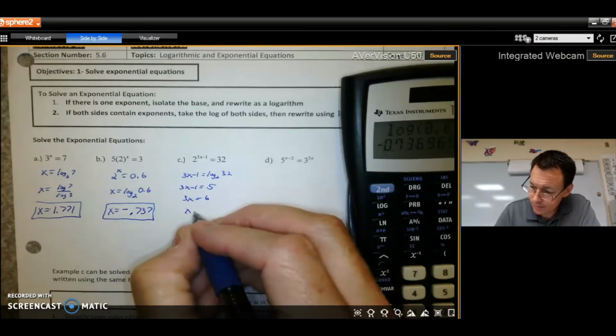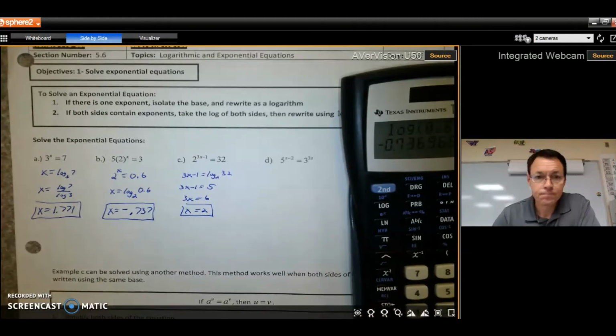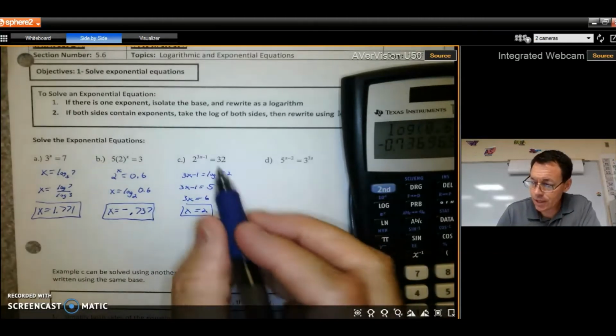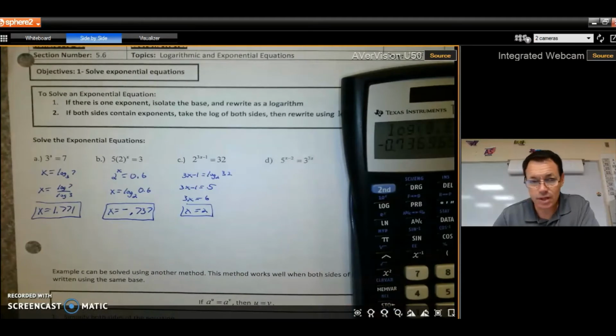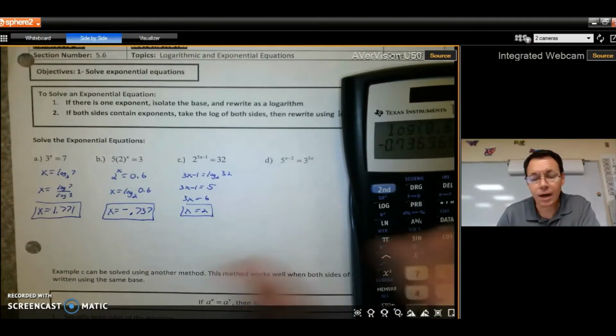divide by 3, and there you go. So the first step was kind of a pre-calculus step, but then after that, it was just Algebra 1. Okay? All right.